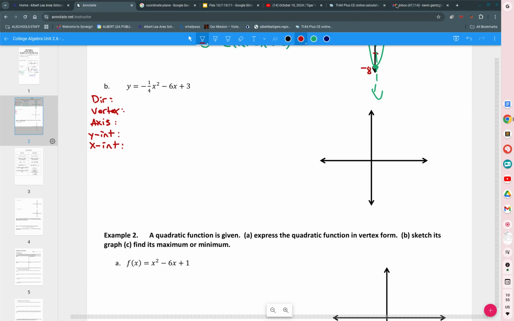What is the direction? How come? Negative in front of the x squared. 1/4 is negative, very good. This heads down. The y-intercept is easy to identify. It is 3.